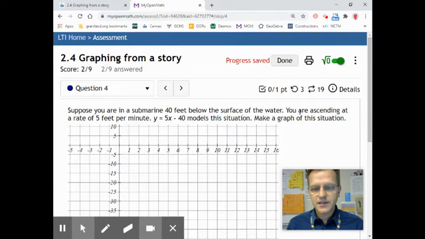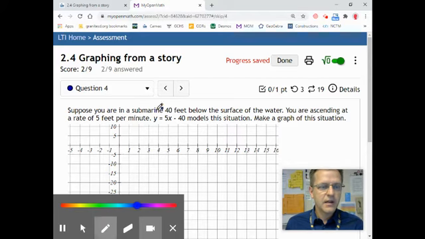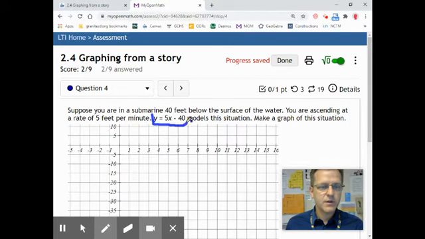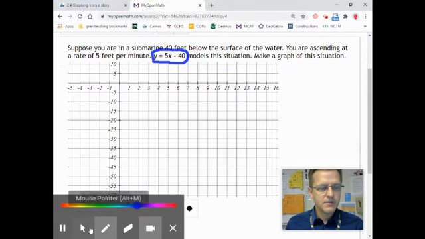You are ascending. That's going up. You're ascending at a rate of 5 feet per minute. And here we, again, very helpfully have the equation written out for you. So this says you're starting 40 feet down and you're coming up 5 feet per minute. So let's make a graph of that.